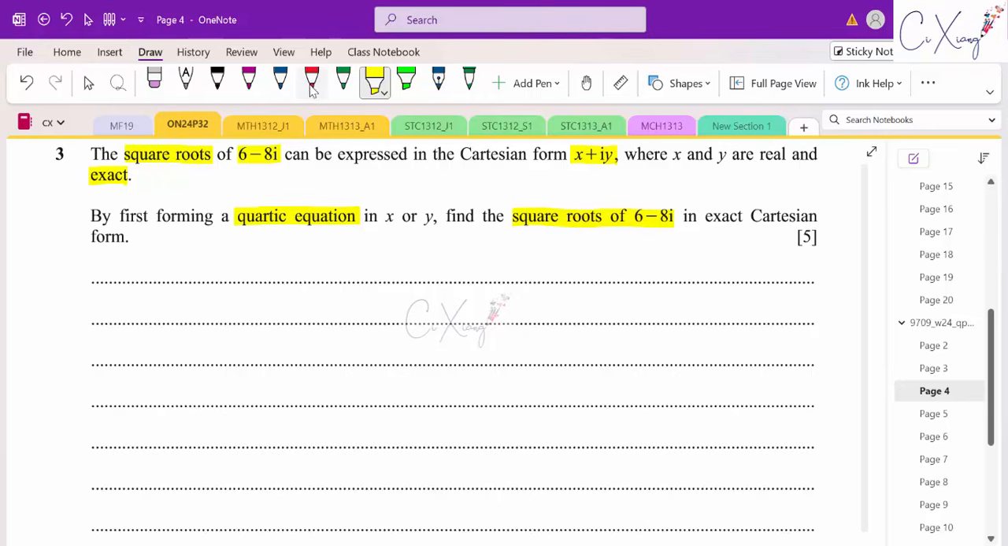To get the square root of 6 minus 8i, we know that the final answer is still a complex number. The square root of a complex number is still complex. So I will let it equal x plus yi. That means x plus yi is actually my square root of 6 minus 8i. To get x and y, I need to square the equation on both sides. And after that, we try to expand it.